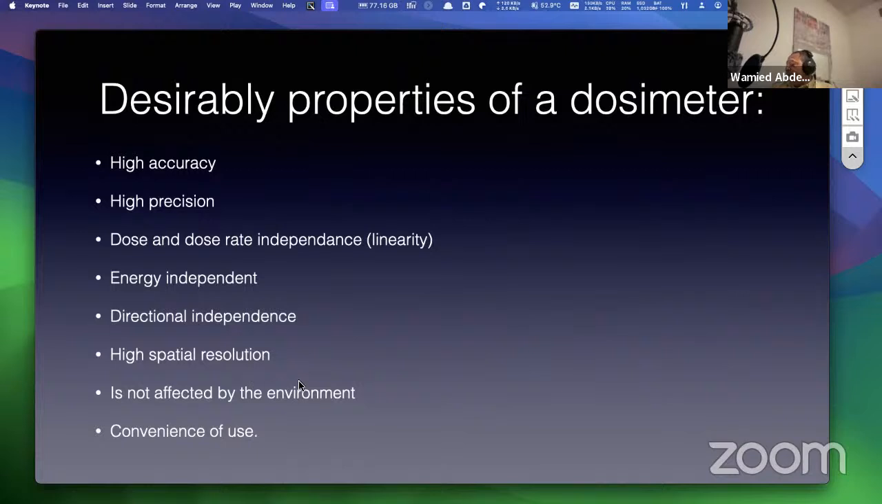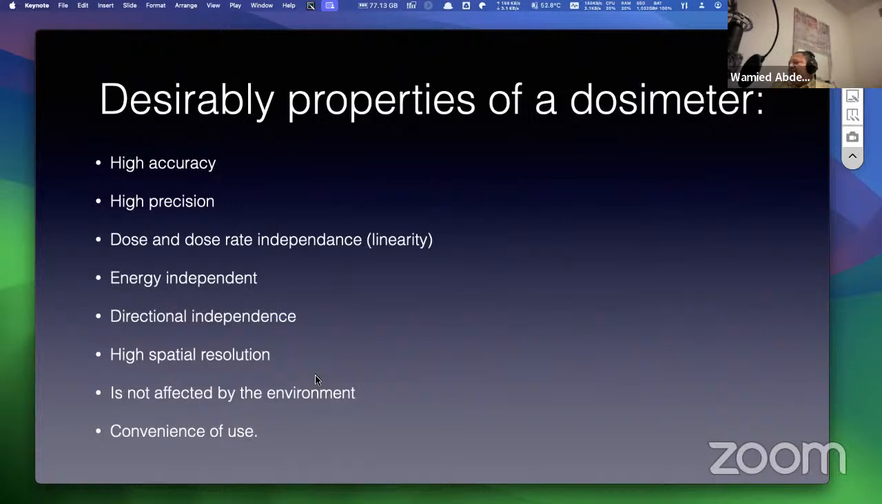We want the dosimeter not to be affected by the environment. So if I have a signal, or let's say the temperature changes, or the pressure changes, or whatever, we want the dosimeter response to be consistent. It is not affected by the environment conditions, only affected by the dose that was deposited in the dosimeter.